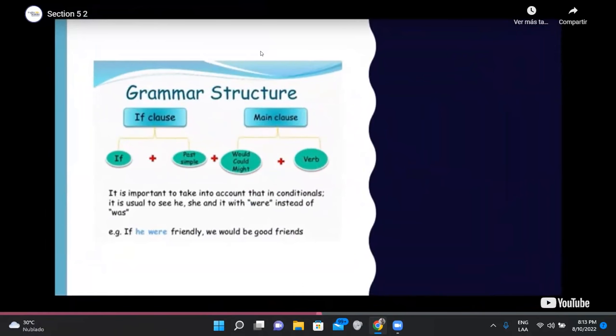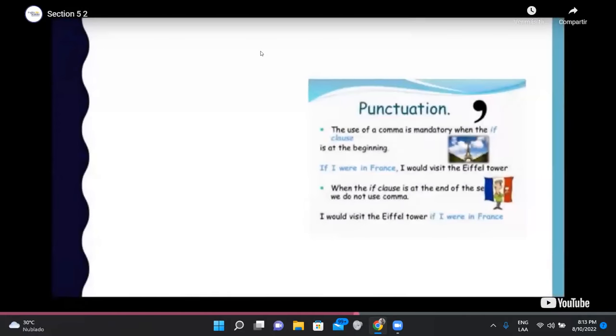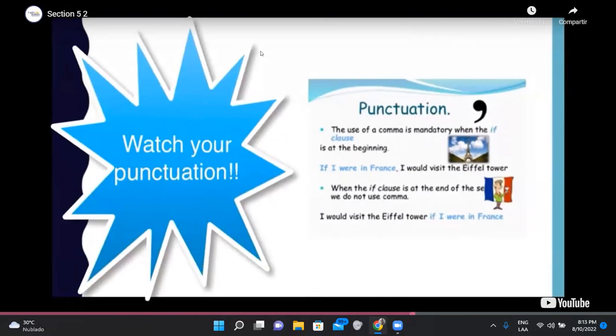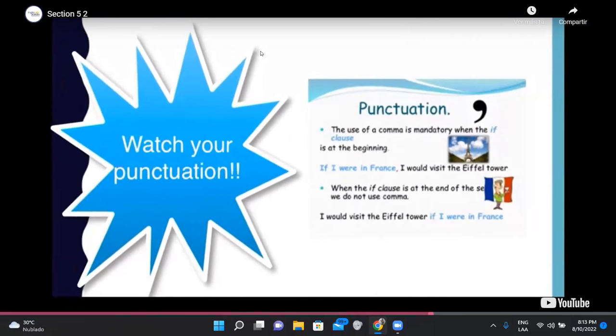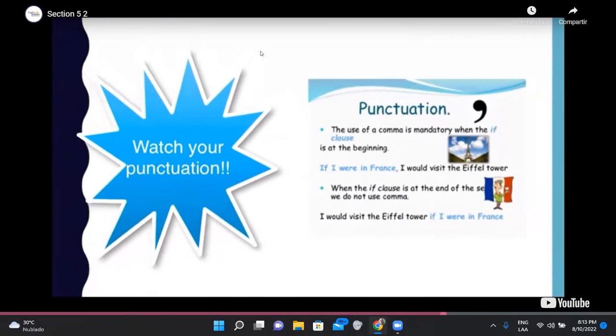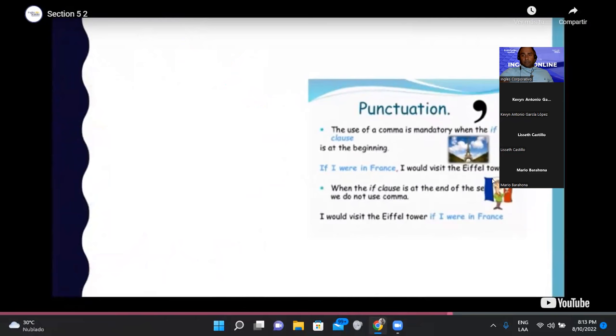Let's move on to the main clause. In this part, we may use would, could, or might plus verb in simple present. We want you to pay attention to the following. Clauses may change position. If clause may be first or vice versa, but you need to watch your punctuation. The use of comma is mandatory when the if clause is at the beginning. Read the following example and notice the use of a comma. But when the if clause is at the end of the sentence, we do not use a comma.